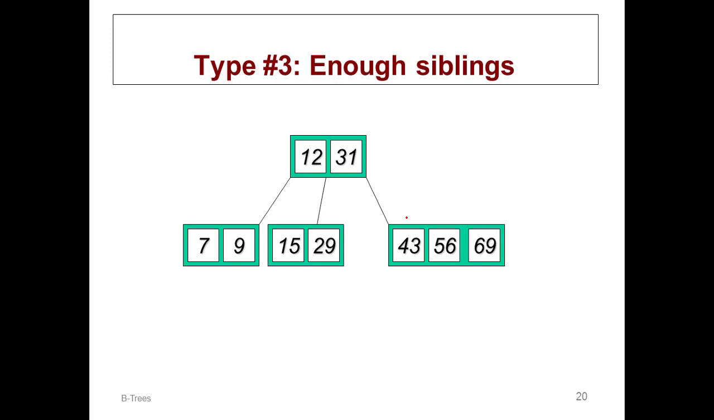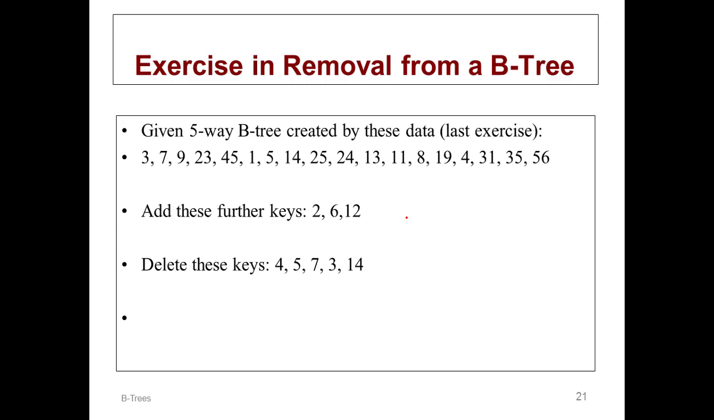Okay, so we have tried to discuss all the possible cases of deletion. Now it's again your turn. If you have already completed these values and created a 5-way B tree, then it's good, and you need to add these further keys 2, 6 and 12. And once the tree is completed with these values, delete the keys 4, 5 one by one, and then perform the necessary actions as we just discussed. So delete 4, then delete 5, then delete 7, 3 and 14.